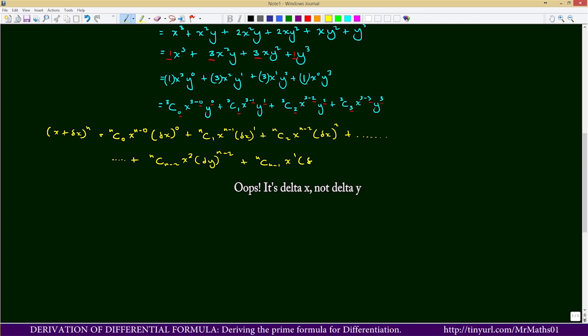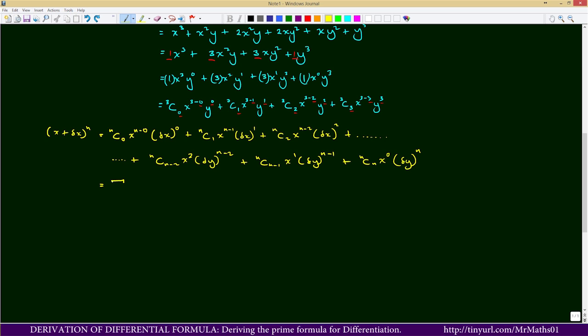And delta y to the power of n minus 1, and the last term, which is nCn, x to the power of n minus n, which is 0, multiplied with delta y to the power of n. Okay, and this very long expression can be represented by the symbol of summation.